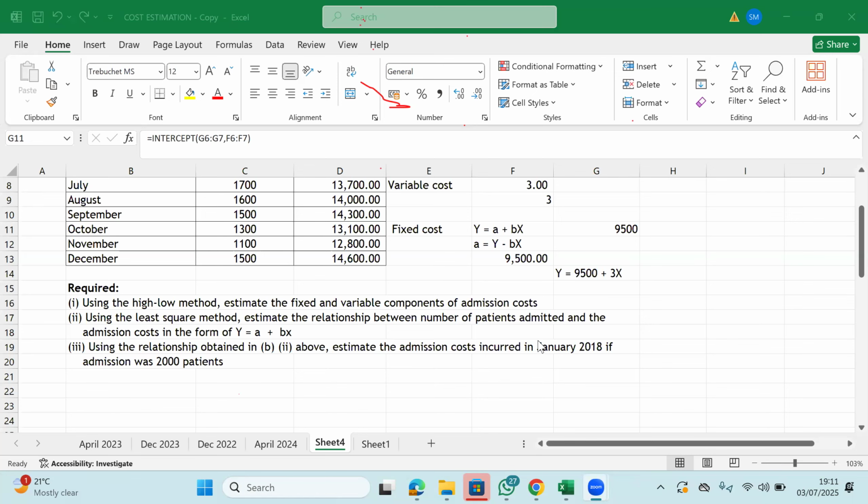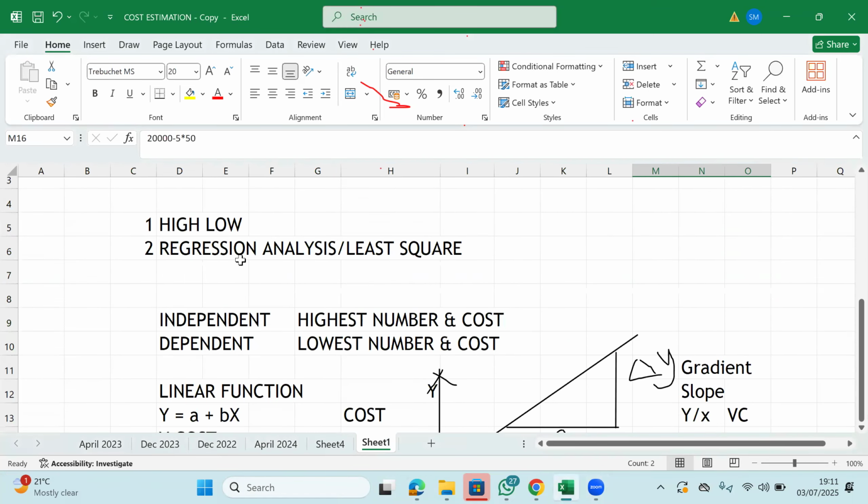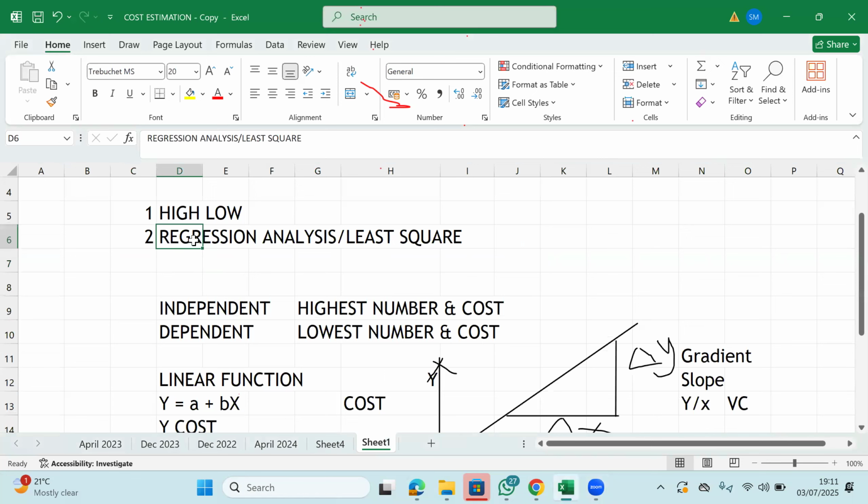Yes, so we can talk about the second item, regression analysis.